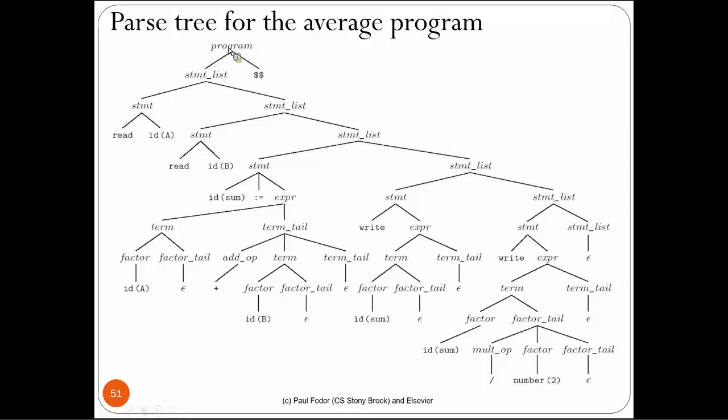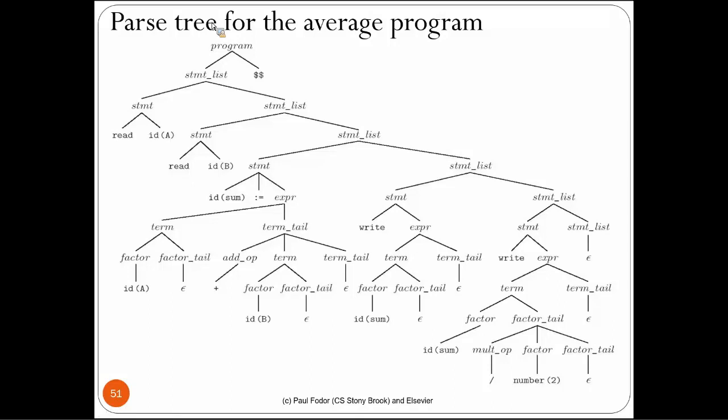So we basically started with the non-terminal program. We then had statement list and end of file. Statement list is solved first into a statement followed by a statement list. Statement is solved into a read followed by an ID, and then we solve statement list. And we continue until we build the entire parse tree for that average program that we were basically parsing.